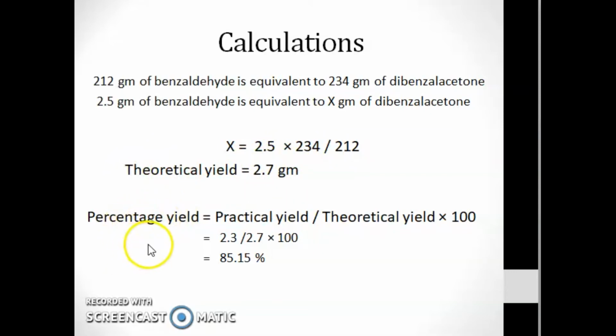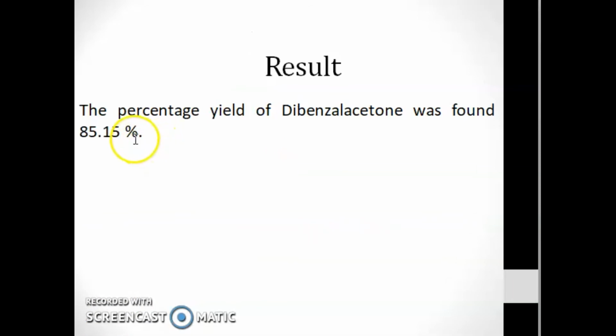Now we will proceed to the percentage yield calculation, and the percentage yield is equal to practical yield divided by theoretical yield into 100. So 2.3 divided by 2.7, as 2.3 is our practical yield and 2.7 is our theoretical yield, into 100. By calculating this we will get 85.15%, and this will be our percentage yield. So students, finally we can conclude our result as the percentage yield of dibenzyl acetone was found to be 85.15%.